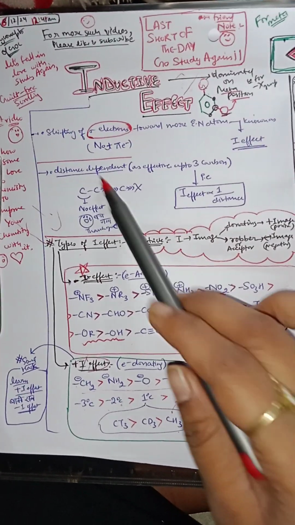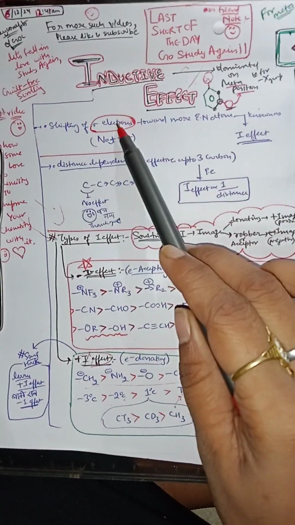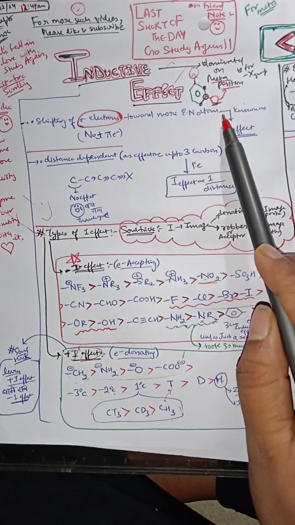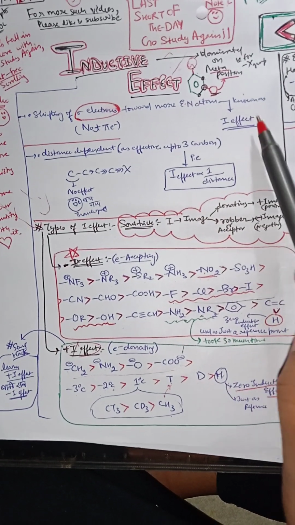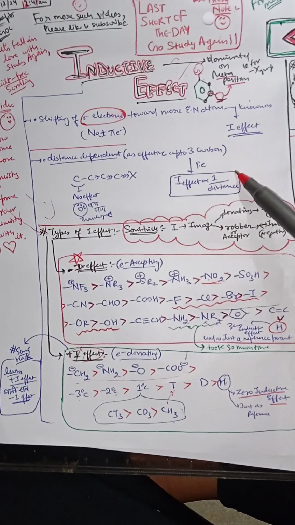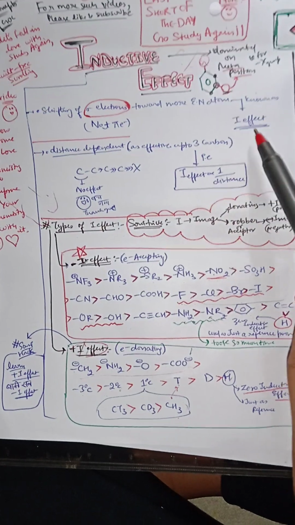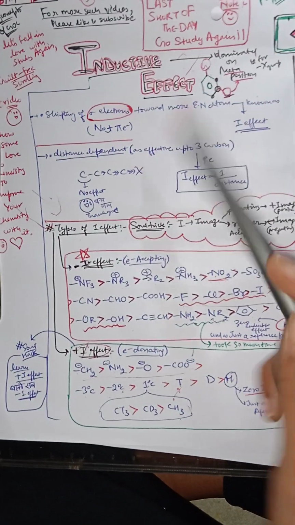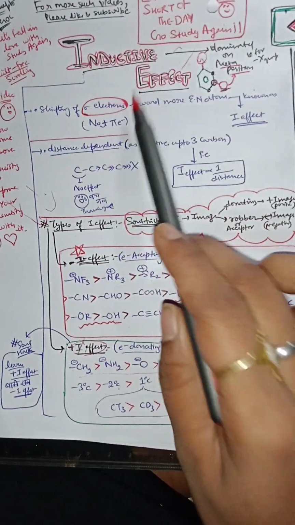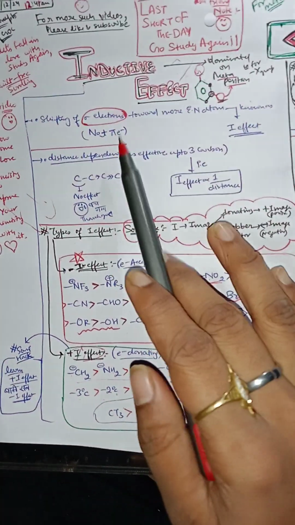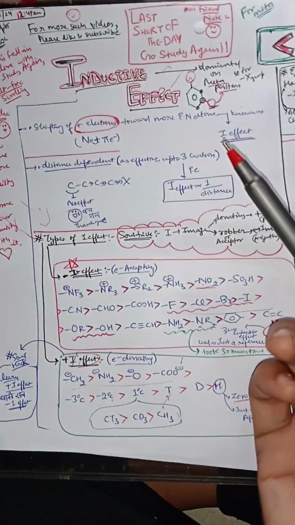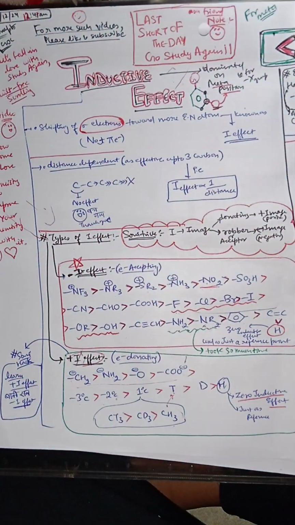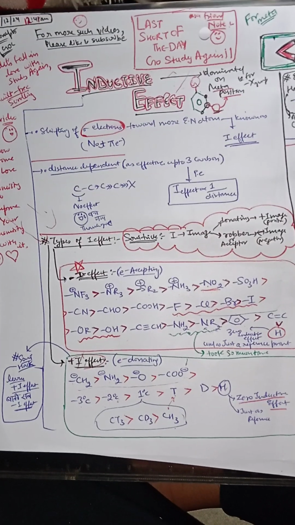Now let's see. Inductive effect: shifting of sigma electrons toward a more electronegative atom is known as the I effect. In short, the full form is inductive effect, or in short I effect. One thing you should note is that the sigma electrons are involved here, and one more thing, there is no transfer of the electrons, they are just shifting toward the more electronegative atom.